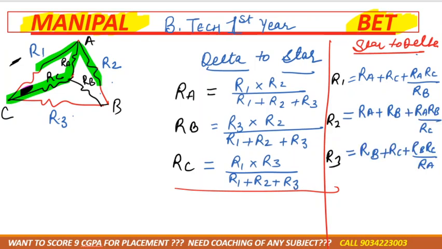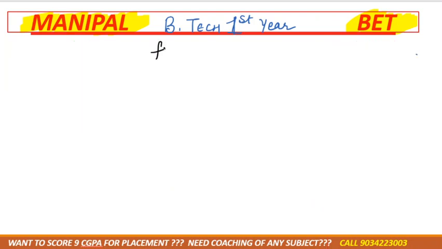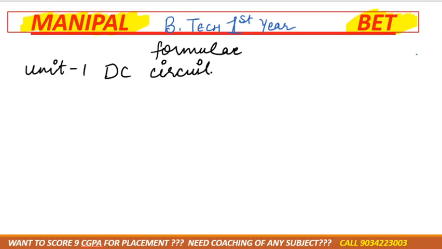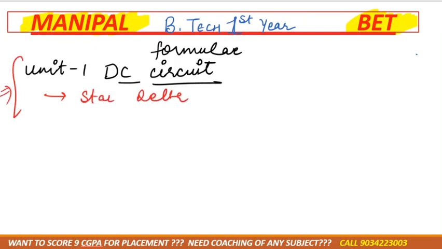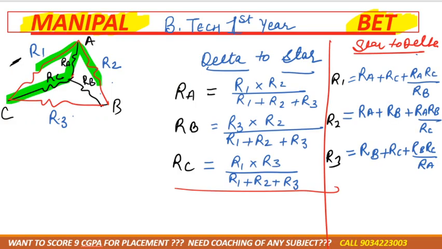Now do one thing in your notebook, make one formula page, and that will be the last page of your notebook. Write down the heading Formula, and write down the heading Unit 1 DC circuit, and then write down star delta transformation formula. Got it? So that all your formulas will be on the same page.